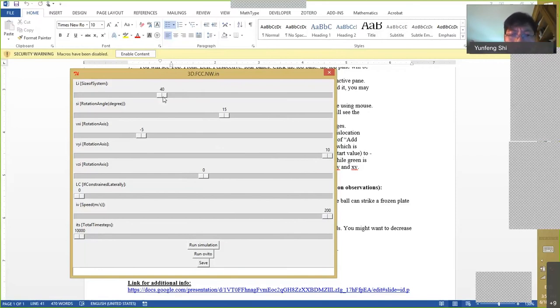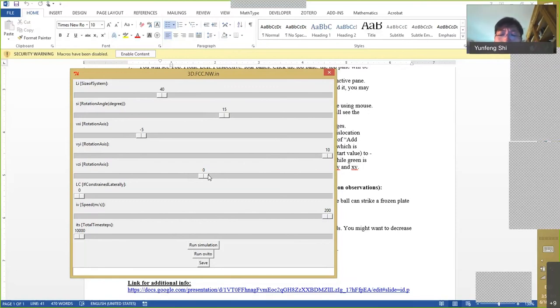Now the rotation angle. The rotation angle basically means that I have this FCC crystal, okay? I'm going to select a vector as my rotation vector, and I'm going to rotate 15 degrees. What is my rotation vector? It will be minus 5, 10, and 0, okay? So I'm going to rotate my crystal so that I'm going to select a nanowire not along the 001 cubic direction.